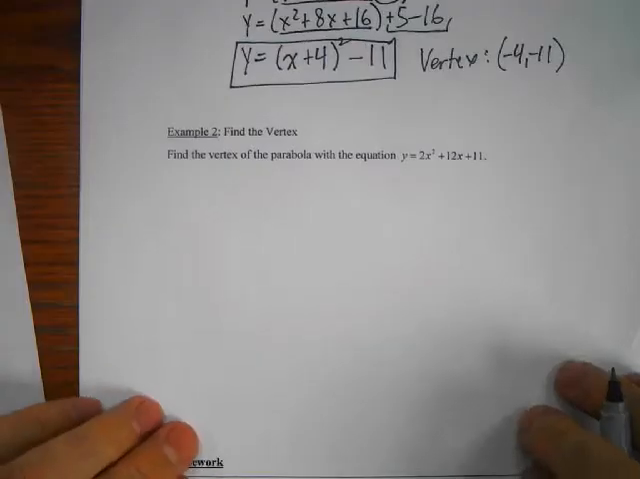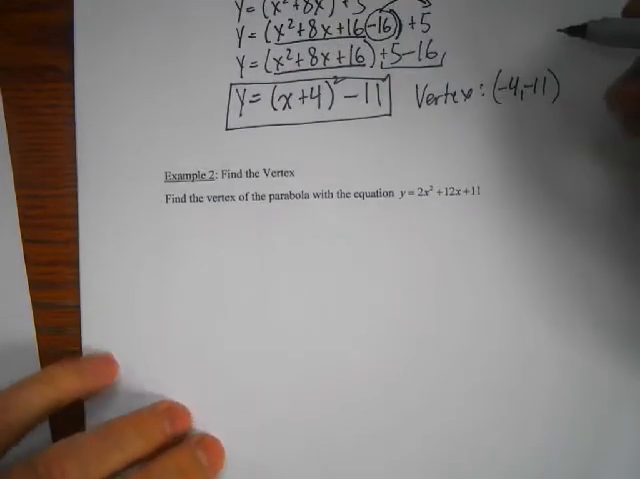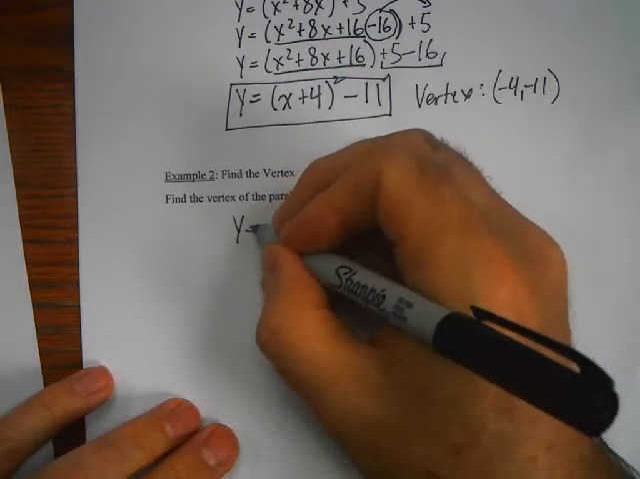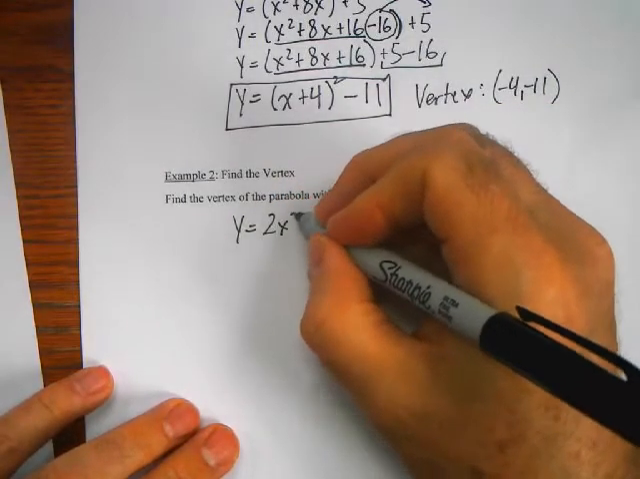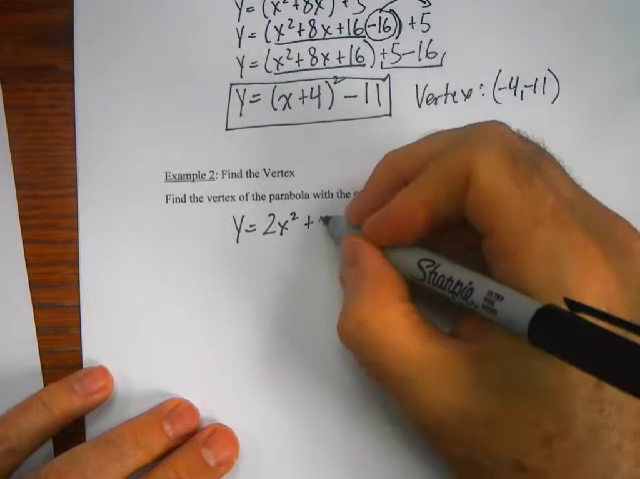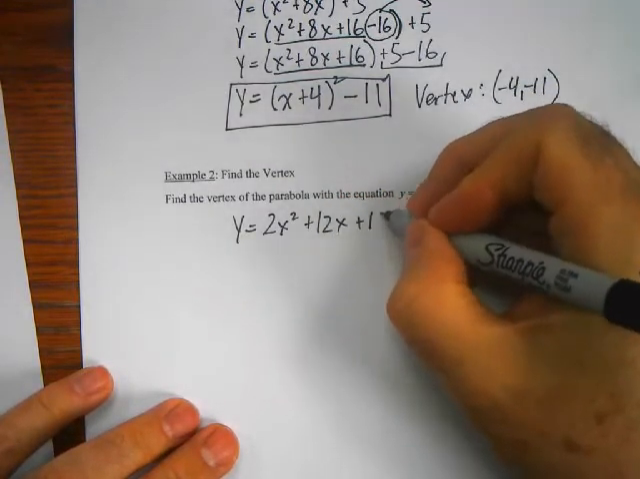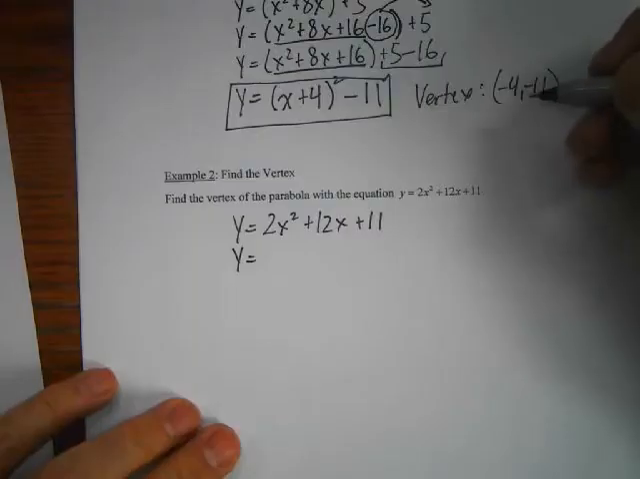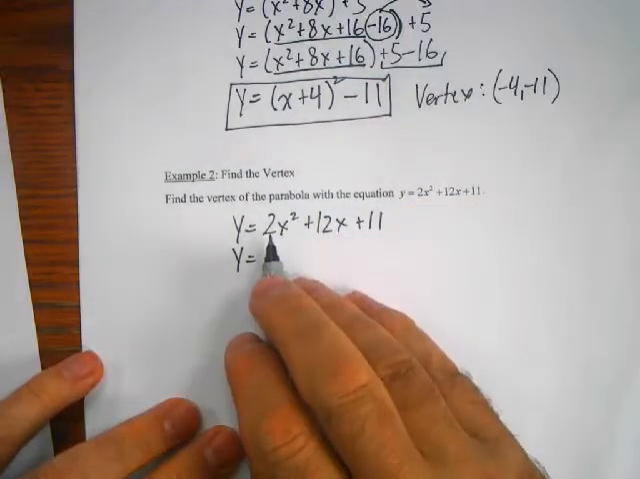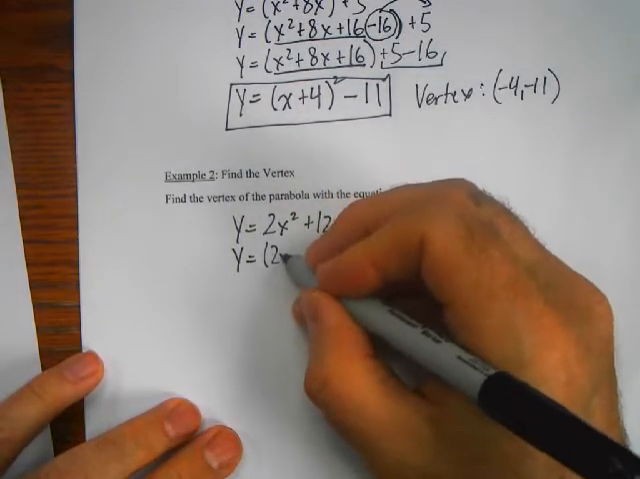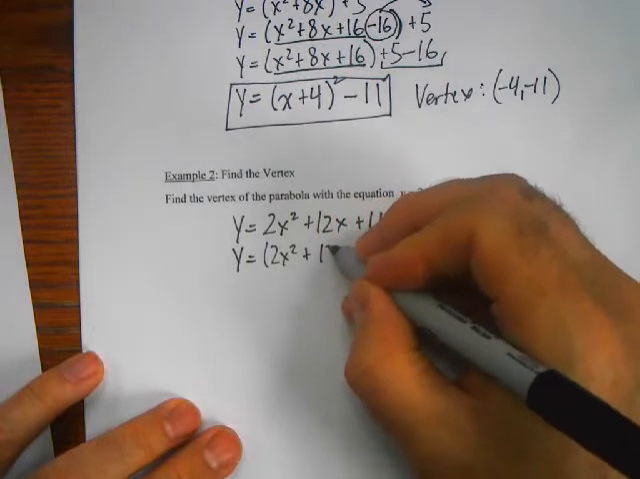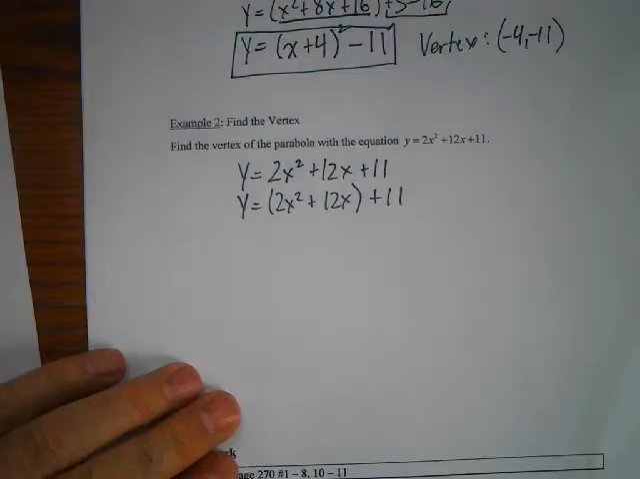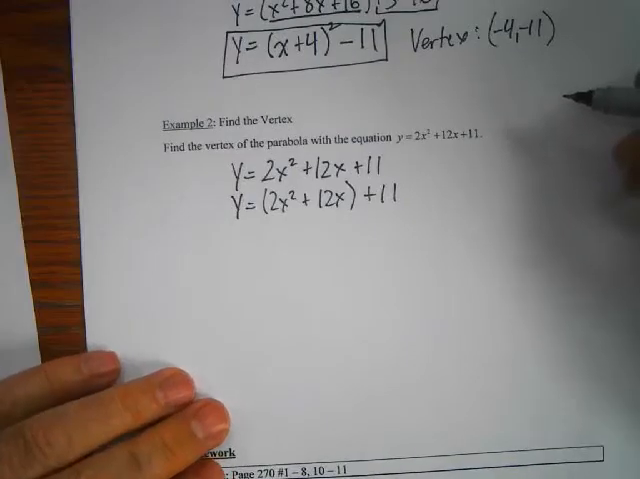This one will be a little trickier than the first one, but basically the same process. This time our equation has a 2 in front of the x squared, and you'll see that's going to make us do an extra step here. So first thing we do, we put brackets around the first two terms. Probably the easiest step in math.